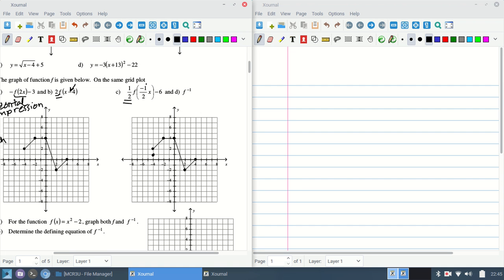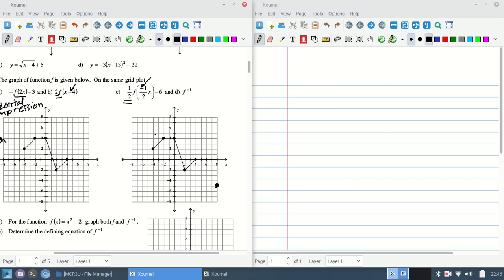And this means a horizontal stretch by 2, so instead of having it at -4, it's going to be at -8. Okay, so that's my new point. Now the negative means a horizontal reflection about the y-axis. So instead of being at -8, it's going to be at +8. And then that -6 means bring it down 6 points. 1, 2, 3, 4, 5, 6. So that's the first point.